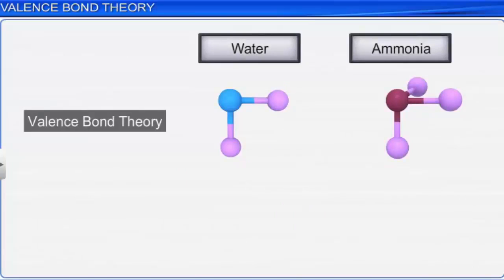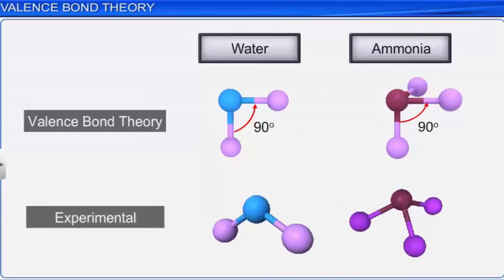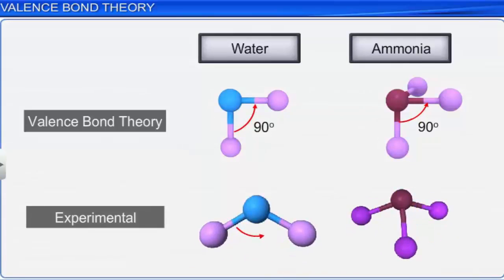While valence bond theory predicts a bond angle of 90 degrees in them, the experimental result suggests bond angles of 104.5 degrees and 107 degrees respectively. Thus, it can be seen that the valence bond theory fails to account for the actual shape of polyatomic molecules.